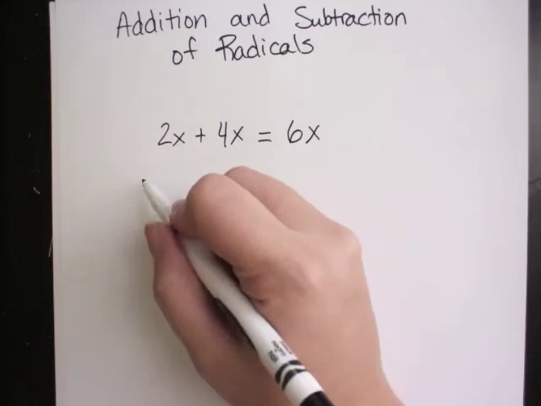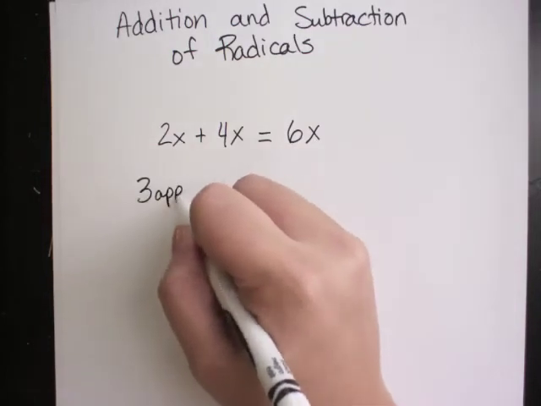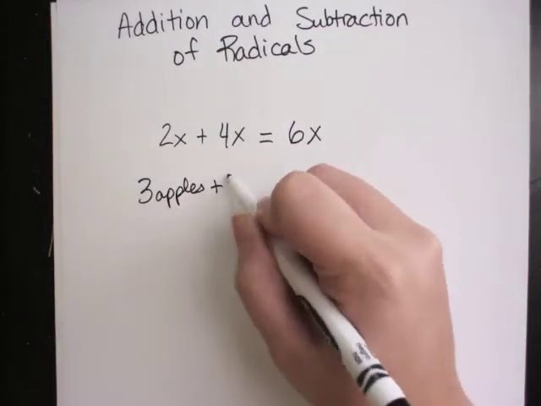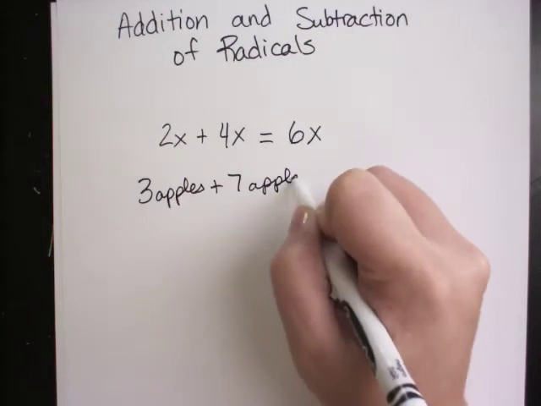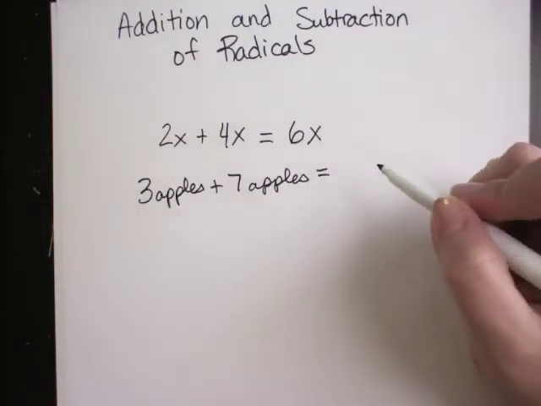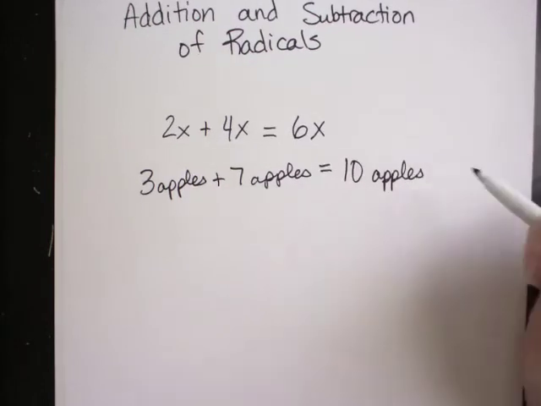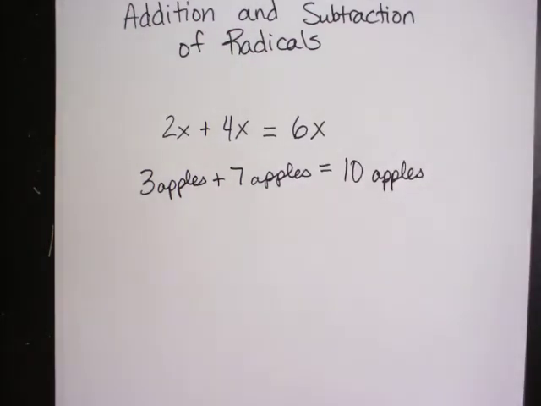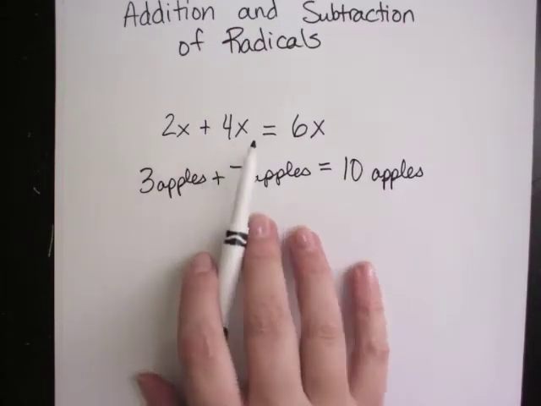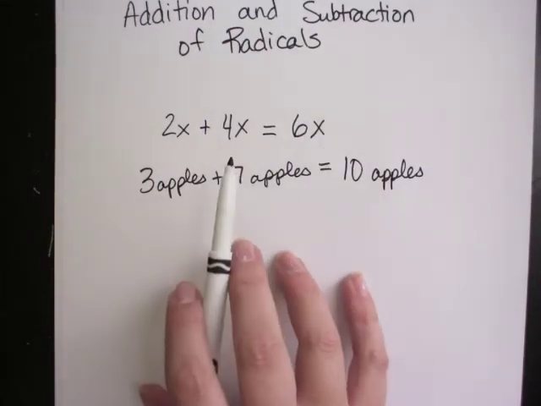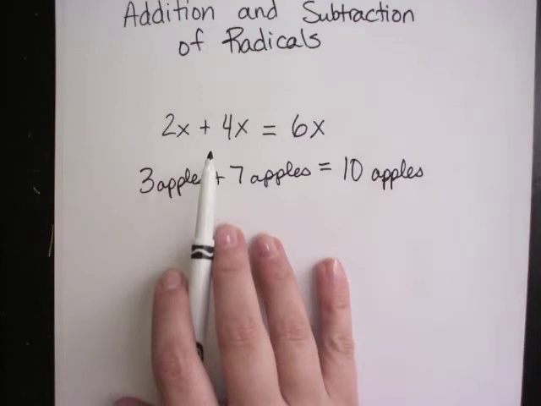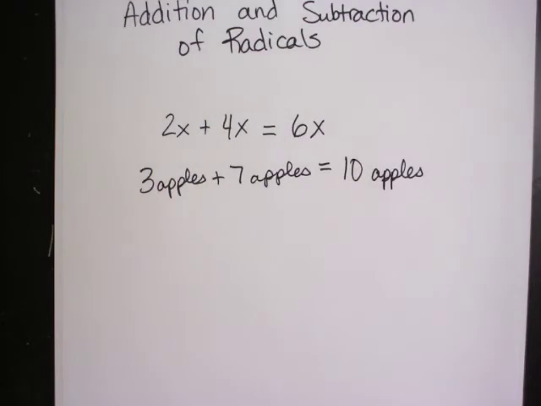It's just like saying if I have 3 apples and I want to add 7 apples, then what do I have? I have 10 apples. Do they become square apples? No, they're still apples. Just like when we combine like terms, 2x plus 4x does not become 6x squared. It's just 6x. We're counting how many x's we have. So this is going to be a very similar concept.